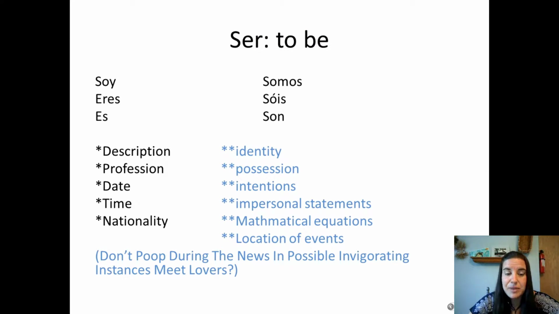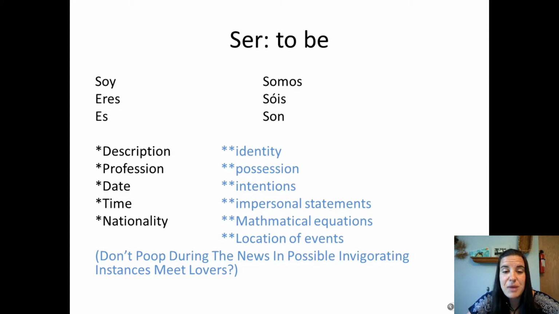Ser. Here's a little review on how to conjugate it. Soy, eres, es, somos, sois, son. And the rules that I've given you for ser in the past were "don't poop during the news," which were description, profession, date, time, and nationality. And those are the ones on the left of your screen in black. And the new rules that I'm going to add are on the right of your screen in blue.